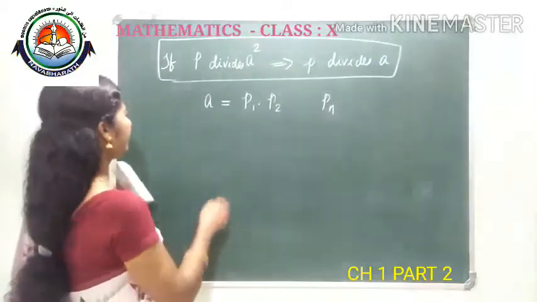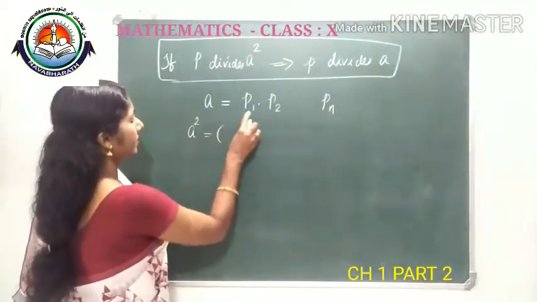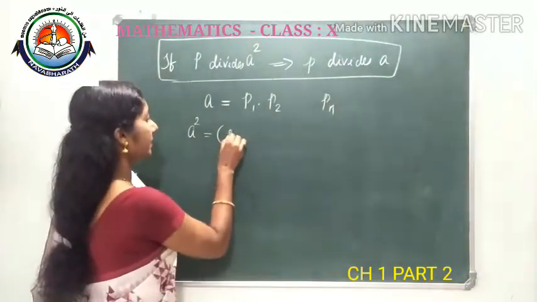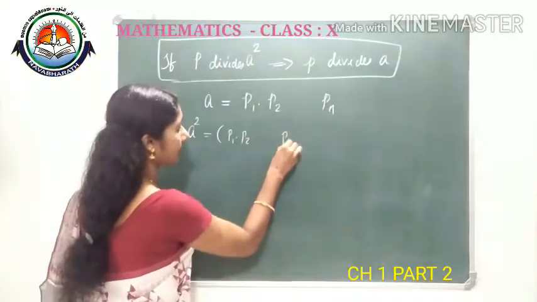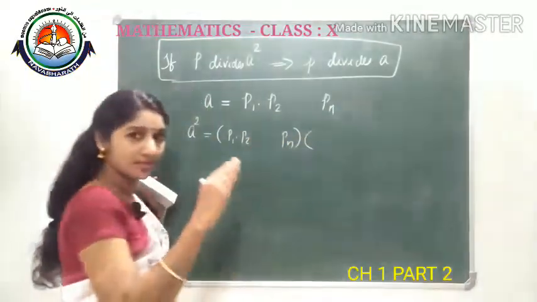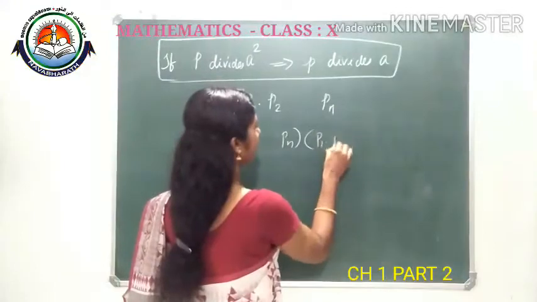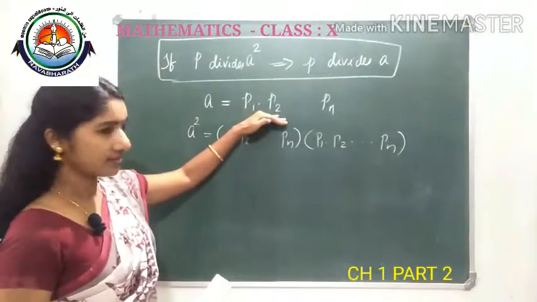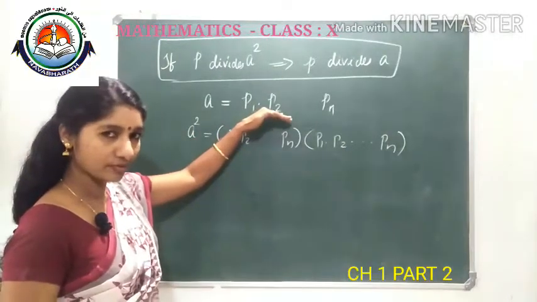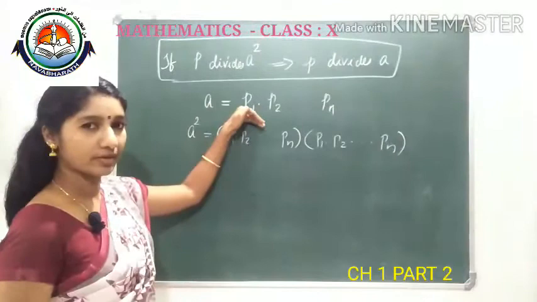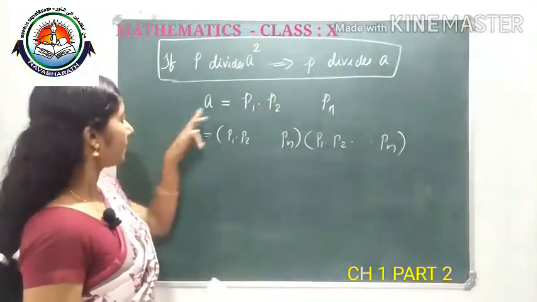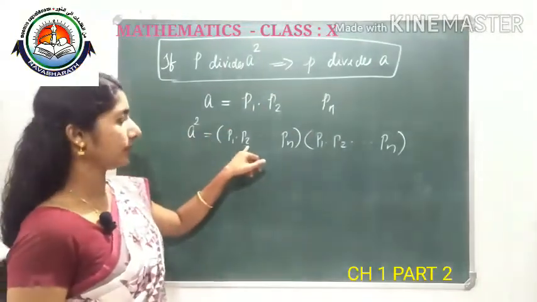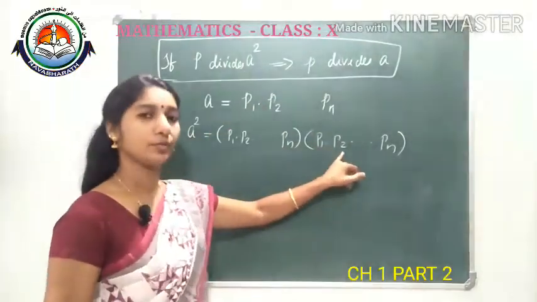Okay, then what is a square? a is equal to p1, p2, etc. pn. So a square means p1 into p2 into etc. pn whole square. Whole square means into the same number. So p1 into p2 into etc. pn. A is given like this, we took like this by the fundamental theorem of arithmetic. Then a square means this into this. So it is p1 into p2 into etc. pn into p1 into p2 into etc. pn.